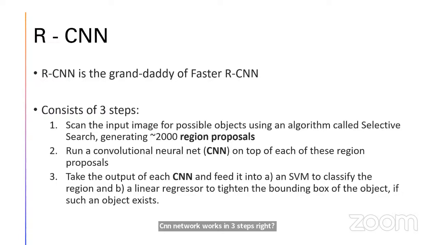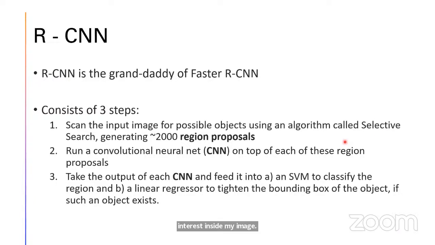The first step is that it will scan the image that I have provided, right? It will scan that image for possible objects. For example, I have provided an image there. It will scan the complete image and see whether an object is present in a certain region or not. It does that by using an algorithm known as selective search. By using selective search, it will generate around 2000 region proposals. So basically, it will generate 2000 regions of interest inside my image, right?